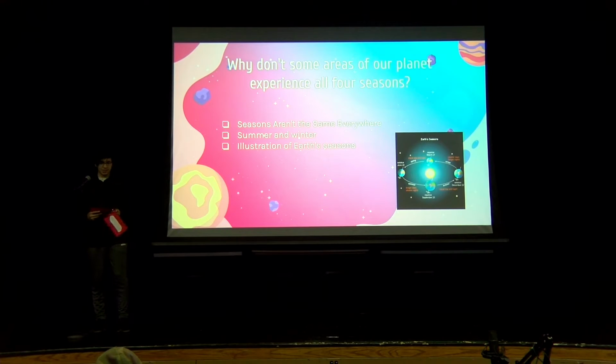My first question is, why don't some areas of our planet experience all four seasons? Seasons aren't the same everywhere. What would you define winter as? If you live in the North Pole, winter could be a freezing time when the sun doesn't shine often. But if you live in San Diego, winter is a time that's cold and days are shorter. But if you live in the Amazon rainforest, you wouldn't be able to answer that question. We use four seasons to divide our year into sections, but not every location on our Earth experiences all four.